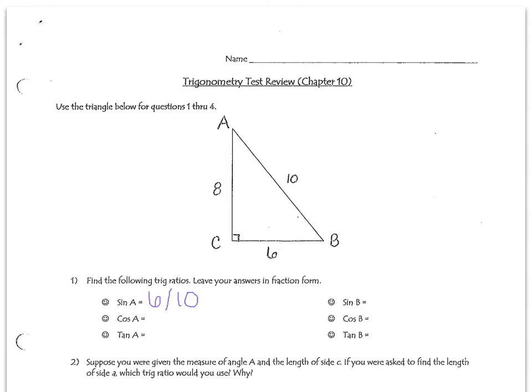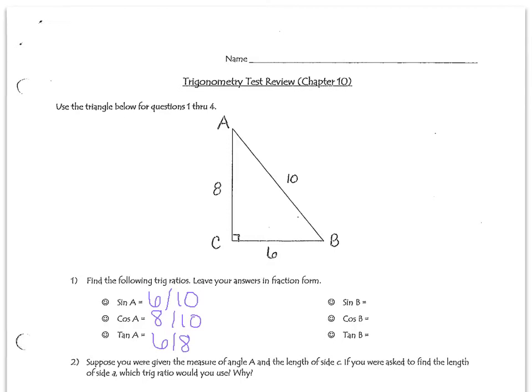So cosine of A, from angle A again, cosine is adjacent over hypotenuse. So that would be 8 over 10. And tangent of A would be opposite, which is the 6, over adjacent, which is the 8. So that would be 6 over 8. Okay, so again, literally, that's all I wanted you to do, was set up those fractions.